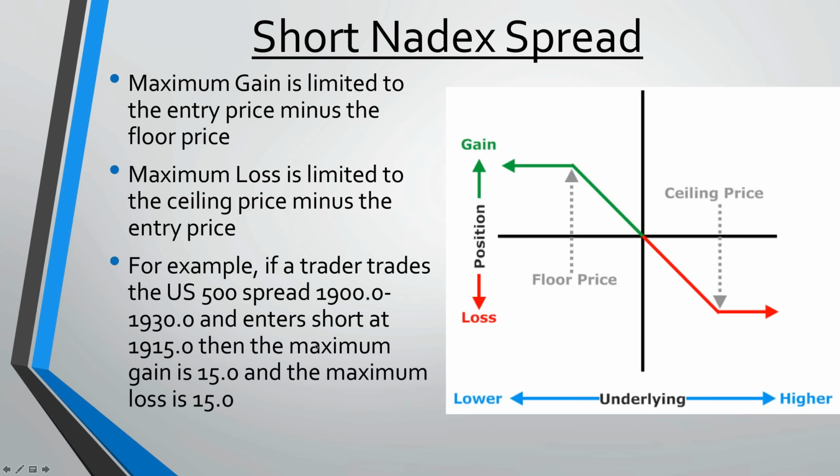For example, in this instance, if the trader trades the US 500 spread, again the 1900-1930 spread, and enters short at 1915, which means they're going to make money if the US 500 goes lower, then the maximum gain is 15, the maximum loss is 15. A lot of you probably understand this, we're just reviewing it to get everybody on the same page. Some of you might have seen these risk graphs, others might not, but they're very important as we keep going into the more advanced concepts.